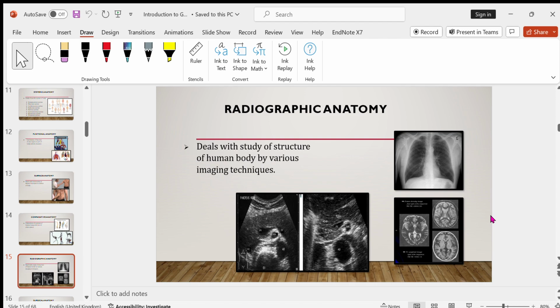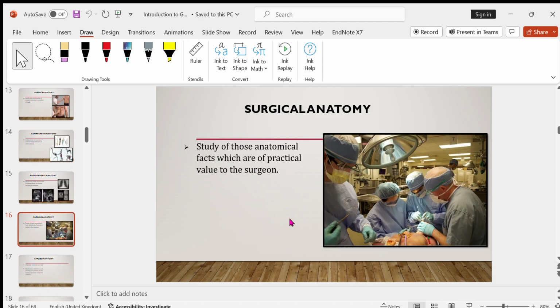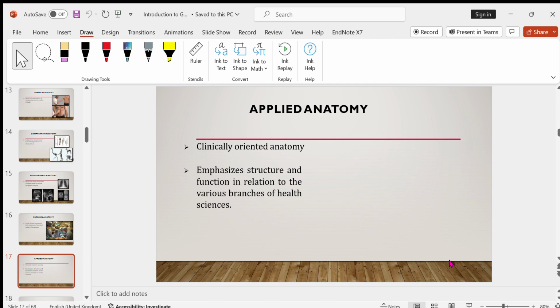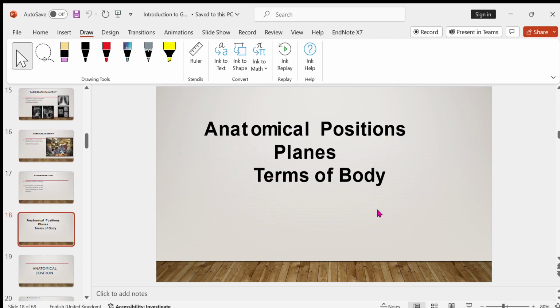This is the radiographic anatomy. This is surgical anatomy. Applied anatomy is the clinically oriented anatomy. We compare the structure and function in accordance with the clinical implications.